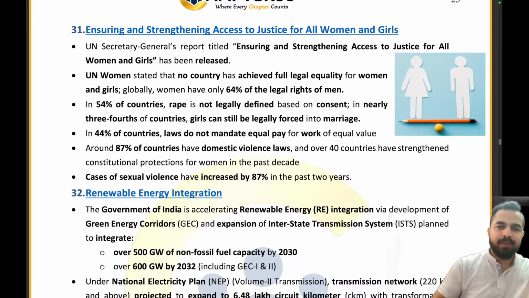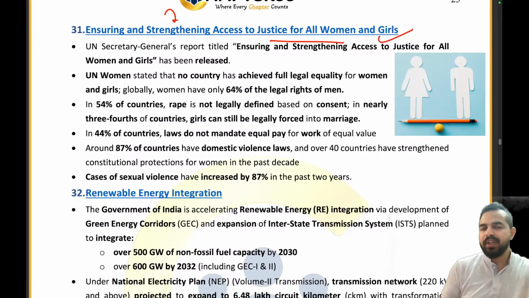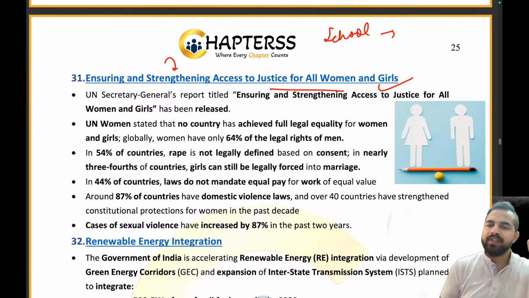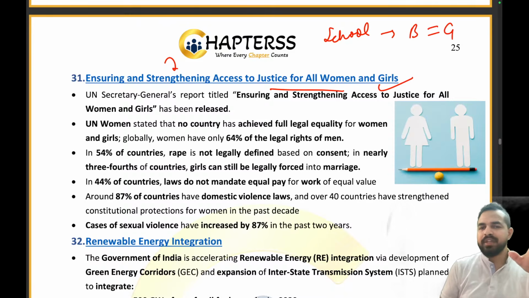Now let's move on to the next part. Ensuring and strengthening access to justice for all women and girls. See, my dear friends, let's take an example that there is a school, right? There is a school and it says that boys and girls are equal for us. Boys and girls are equal for us. But in the rule book of the school, it is not providing equal rights and equal opportunities to the girls as compared to the boys.